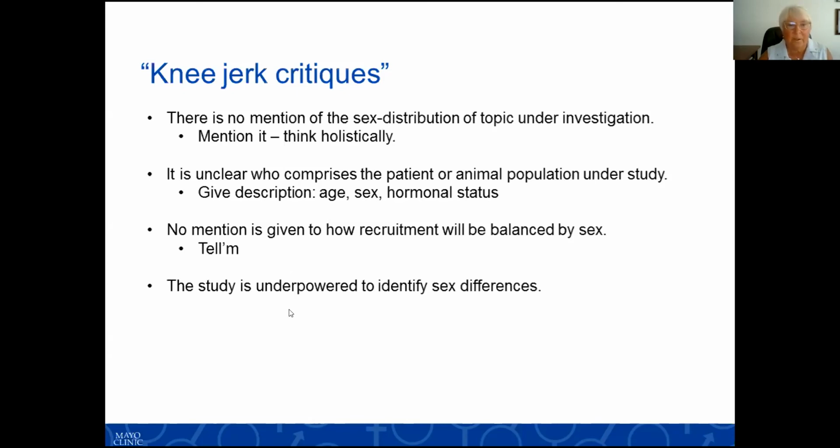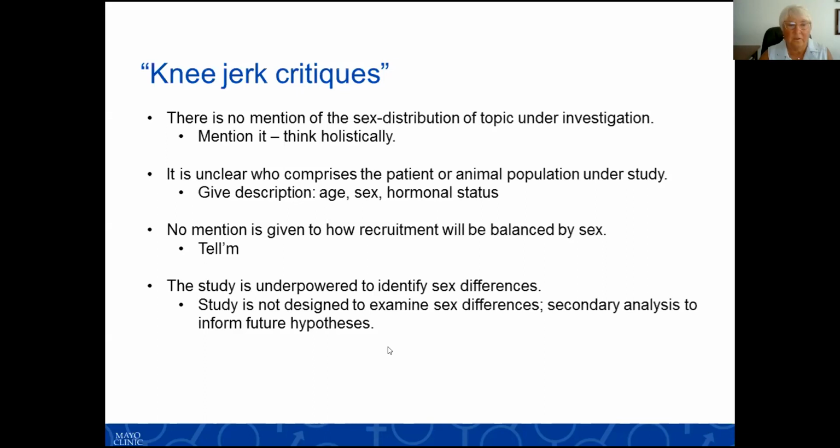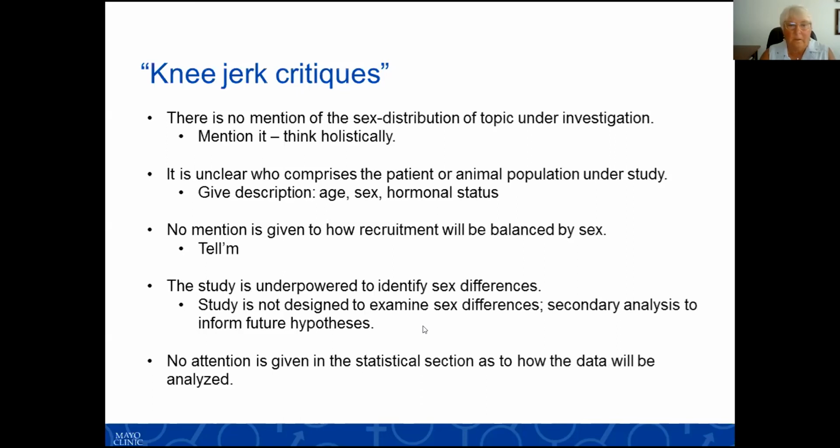The study is underpowered to identify sex differences. If it's not designed to examine sex difference, you can also always suggest a secondary analysis to inform future hypotheses. And there's no attention given in the statistical section as to how the data will be analyzed. Well, see above. Report the data by sex and discuss whether or not, by showing the data points, you may not have enough, but it may inform you as to what you need to do to design your next experiment.